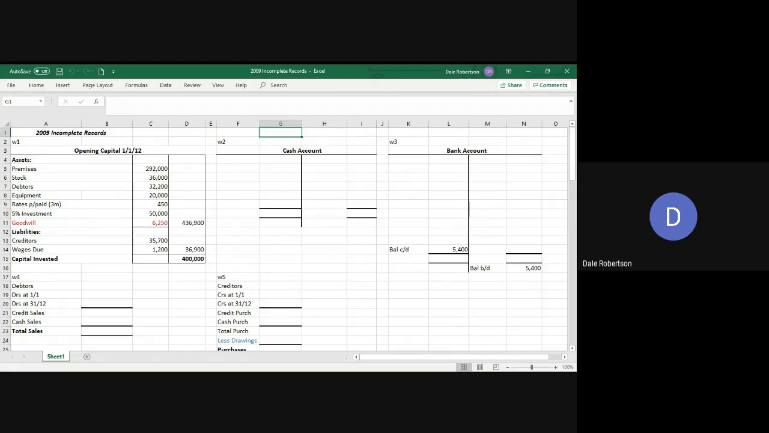Fuller, and they've purchased a business for 400,000, and they have the following assets and liabilities. We'll have a look at that in a moment. And then there are 6 paragraphs of information.